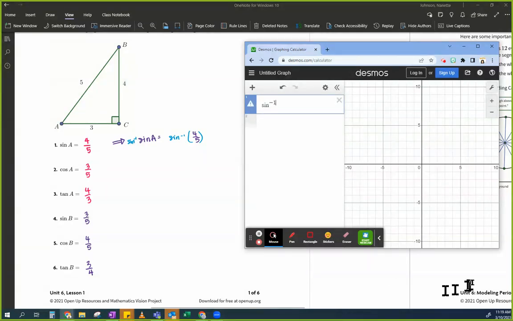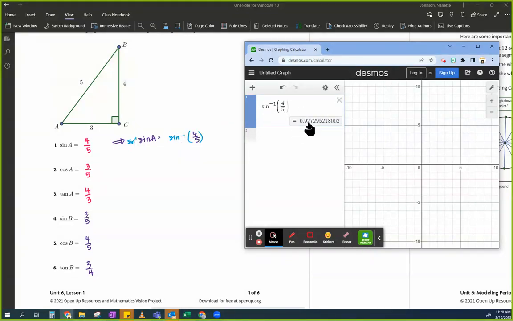For those of you who don't know how to type this into Desmos, it's sine, Shift 6 gets everything to be a superscript like an exponent. This is not an exponent. This is an inverse. And then I hit parentheses and then 4/5. This should look exactly the same. This is why I like Desmos so much and not so much the TI calculators, because when I plug this into my TI calculator, it doesn't look like how I see it.